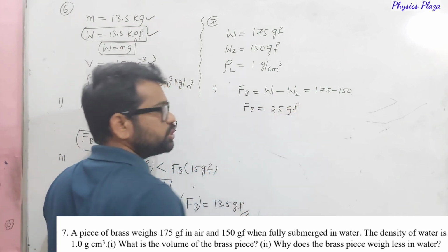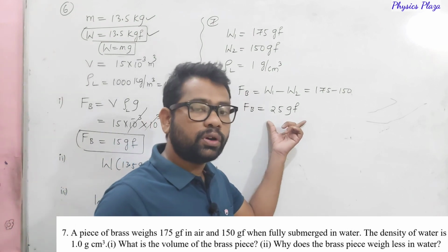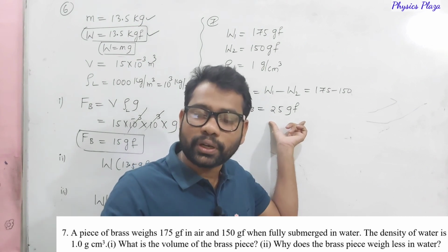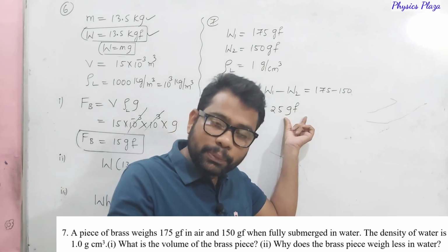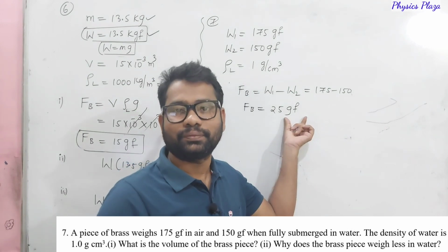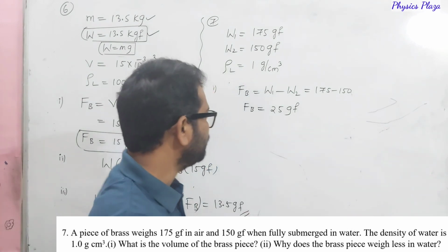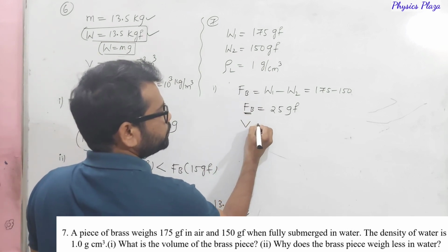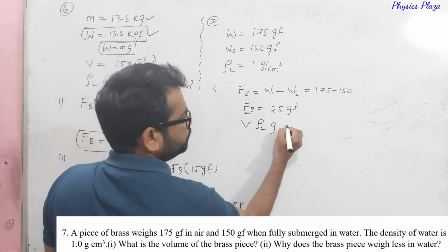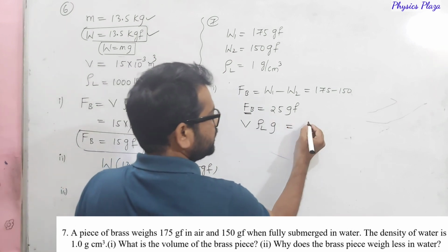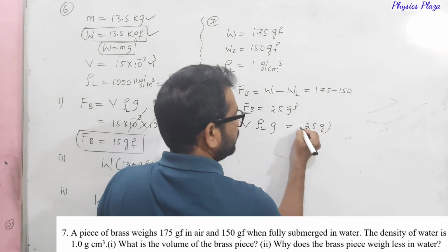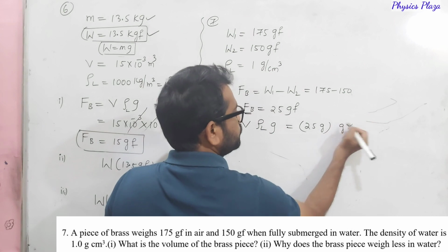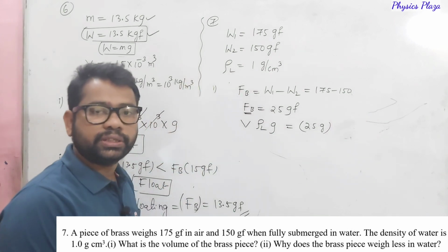25 gf means what? 25 into g, that is 9.8. Remember, it's very, very important. gf means you have to multiply with 9.8, if you want the mass actually. Now here, FB is equal to the volume of the solid into the density of the liquid into g. And this can be written as 25 g into gram force. No need to write that. 25 g.